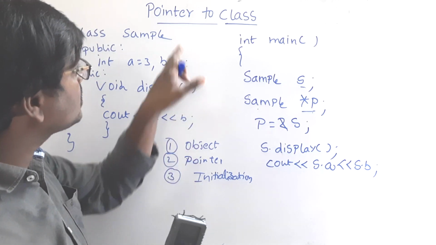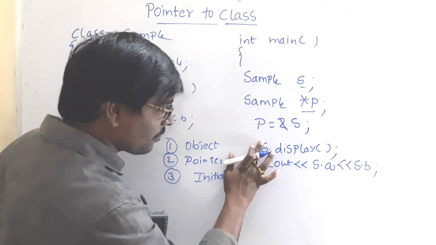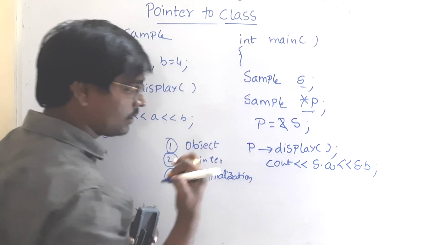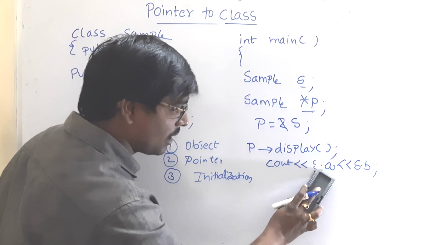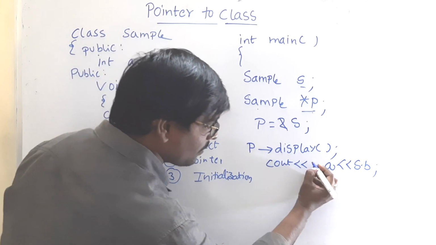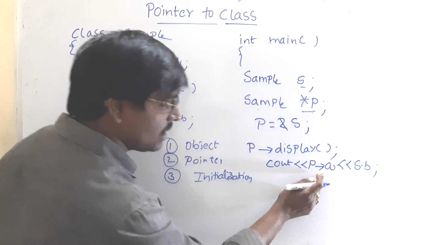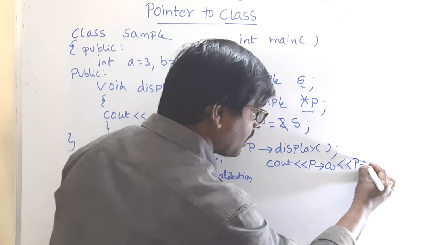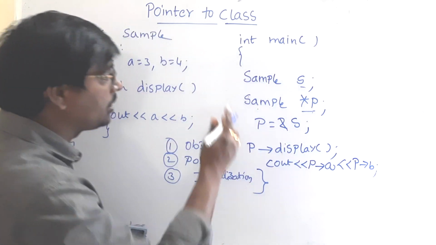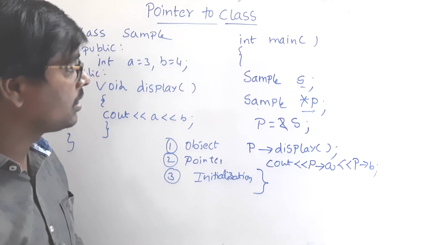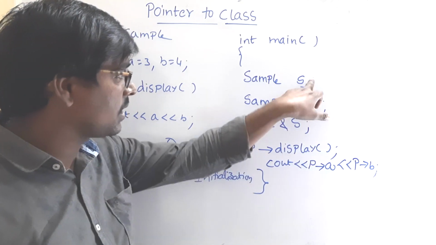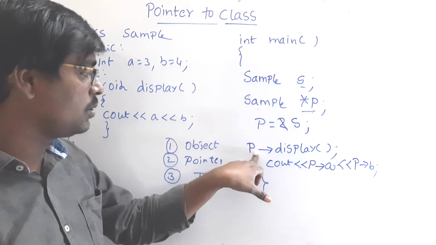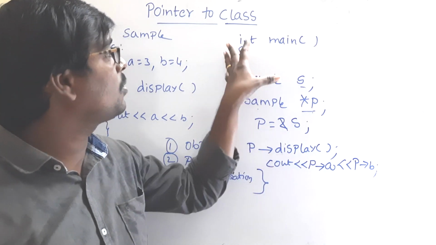But here our concept is pointers. Instead of writing this, how can we write? p arrow. Here also, whether it is a data member or a member function, we can access it by using the member access operator. This is pointer to class. Remember the important steps: create an object and a pointer, perform initialization, and then access the members by using the member access operator. This is pointer to class.